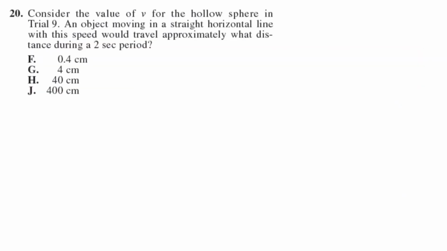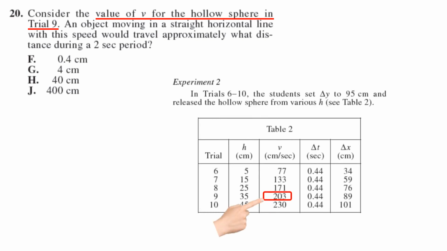Consider the value of V, velocity, for a hollow sphere in trial 9. An object moving in a straight horizontal line with that speed would travel approximately what distance in 2 seconds? So it goes 203 centimeters in 1 second. So in 2 seconds, it'll be double that. So it will be 406 centimeters, or about 400, which is J.